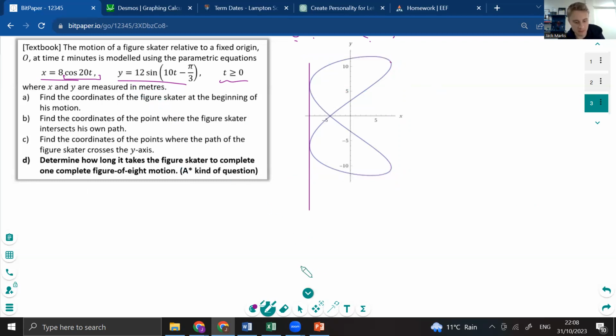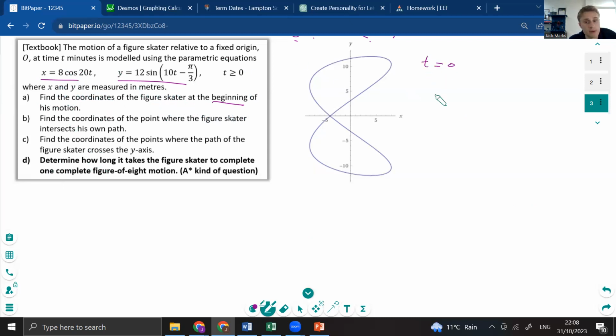Okay, you might think I'm going on about this a little bit, but this is a section that students really find very, very hard, and it stops people getting into a lot of the harder marks. A lot of the stuff is about domain and range. Anyway, find the coordinates of the figure skater at the beginning of the motion. Beginning means what? It means the same as initial. It means t = 0.